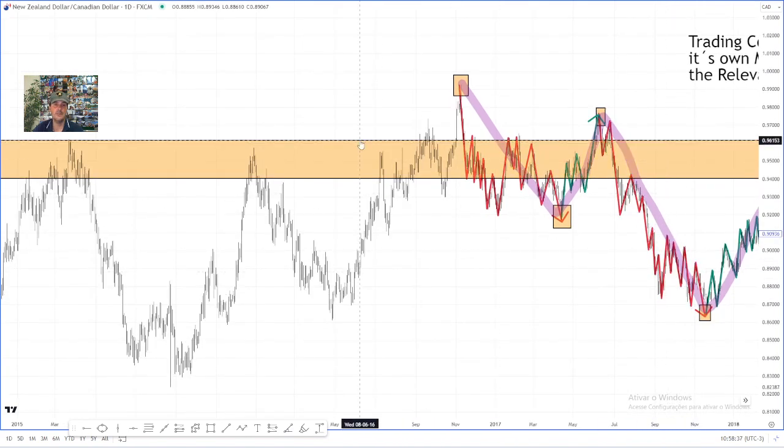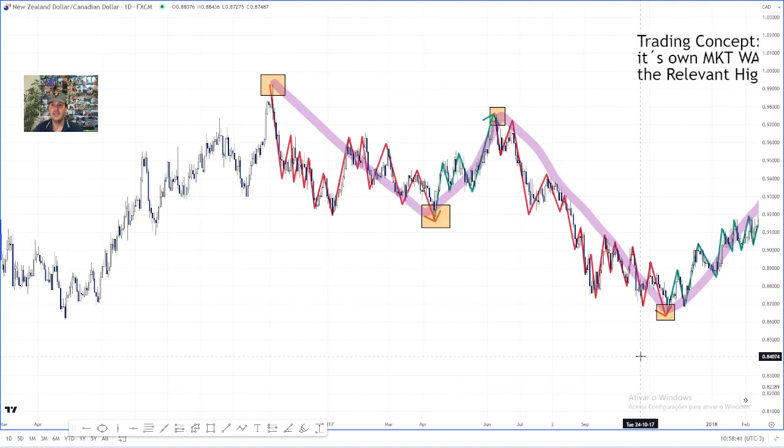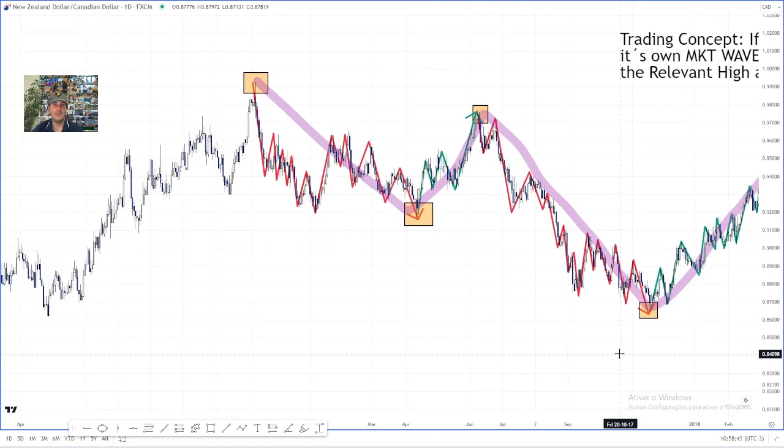Now I'm going to delete the monthly band for the sake of this example, and let's say that I'm not skilled and I'm making mistakes, which is normal. So let's say that I'm shorting the market in here.